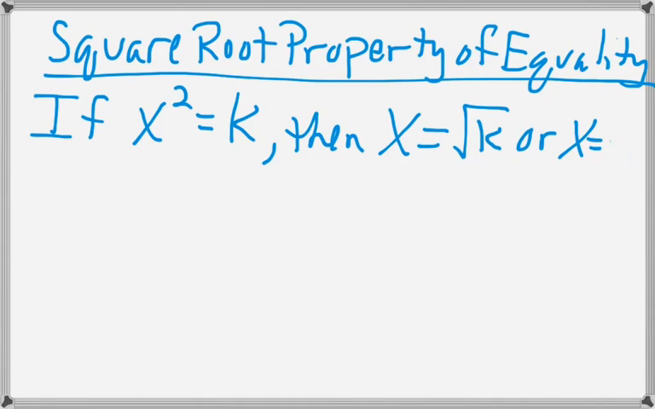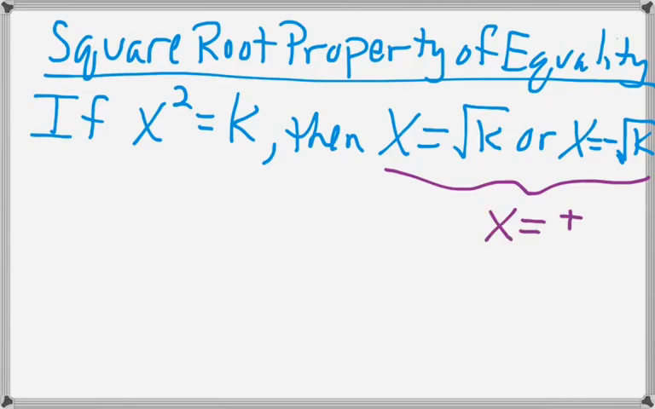I'm running out of room here. There we go, negative square root of k. A lot of times when we're in the process of using this property, we'll combine this statement into just this. So that means the same thing as x equals square root of k or x equals negative square root of k.